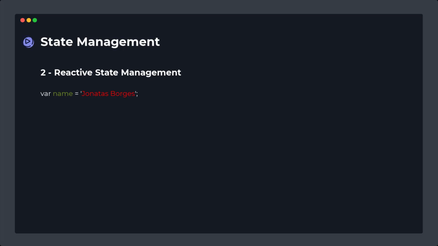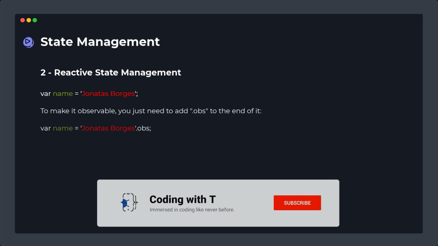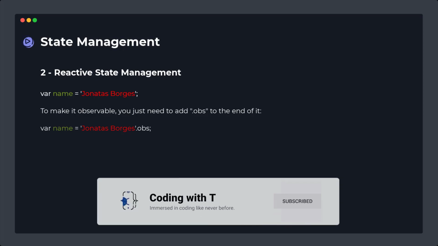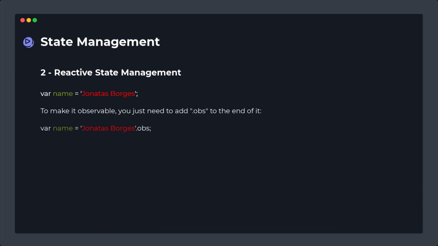We are going to just add .obs next to the name variable, and that's it. Now this variable is observable. This means that this variable can be observed throughout our application by some widget, and that widget is going to redraw itself whenever there is a change inside this name variable.